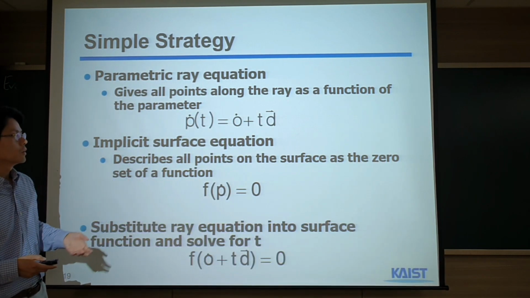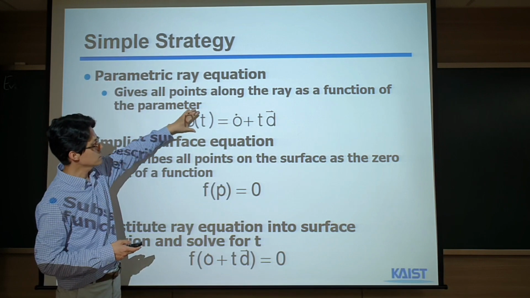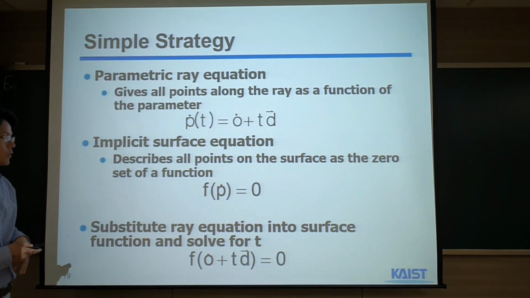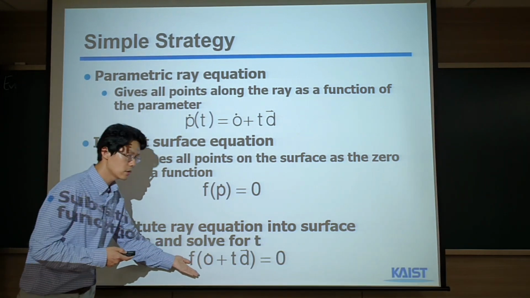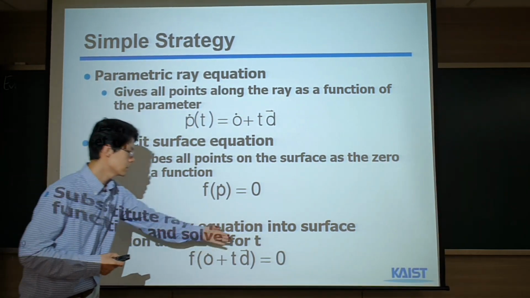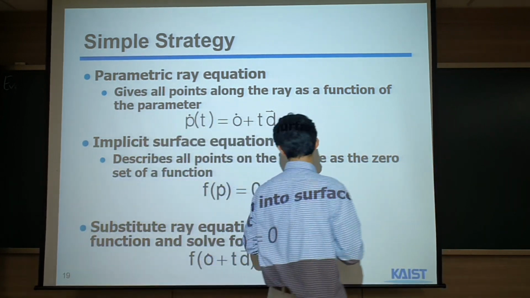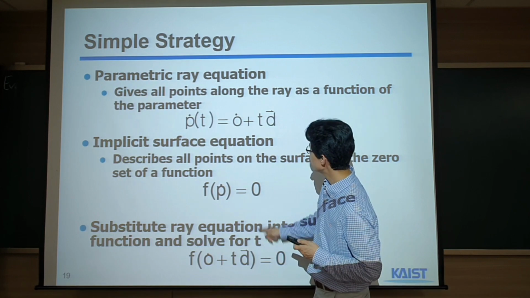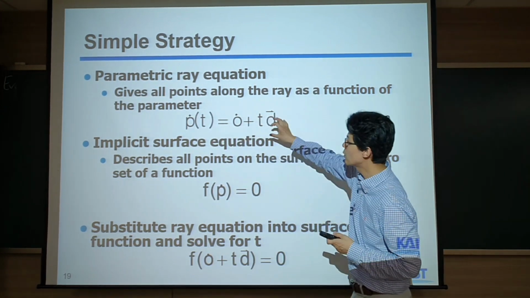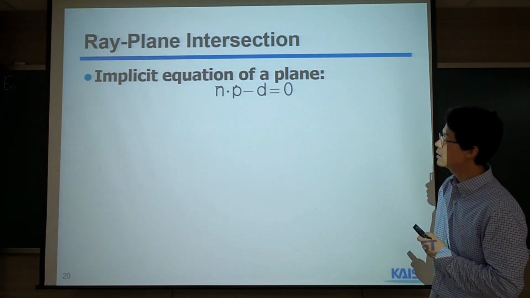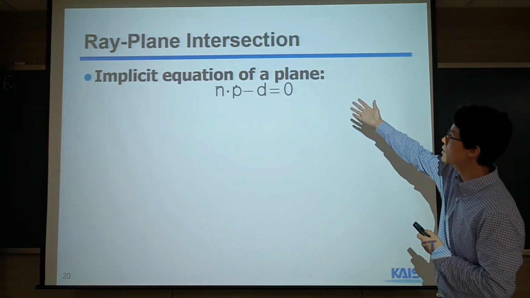Then if we plug the ray equation into this implicit surface equation, we get this one. And then we solve this equation as a function of t. Once we know t, if we plug the value of t in, then we can know what the intersection point is. Then I will talk about this concept with a concrete example.